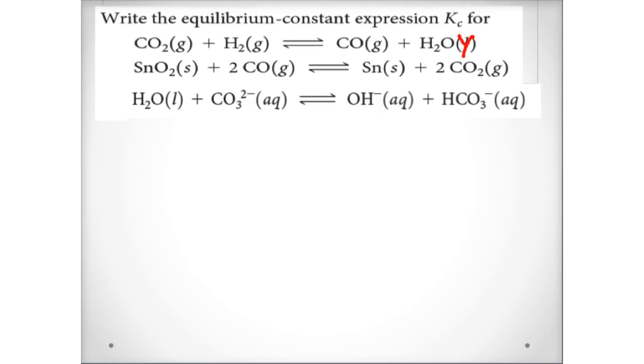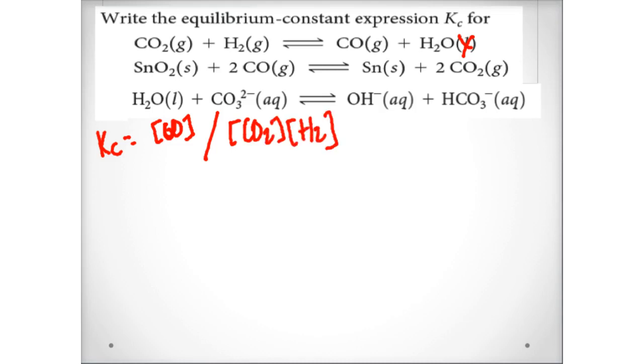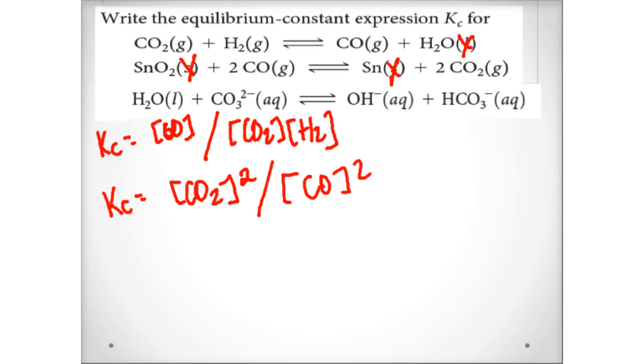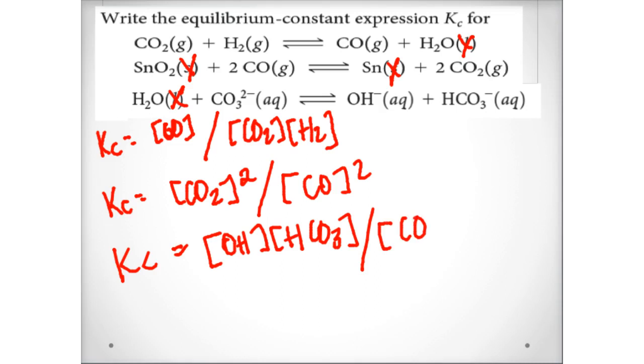So for the first one, you recognize that liquids are not part of the equilibrium constant. So you just have the concentration of CO over CO2 times H2. And for the second one, again, solids are not part of the equilibrium constant. So it's going to be CO2 and raise the coefficient to the power. And then it's just CO to the second power. And then the third one, liquids, not part of the equilibrium constant. Aqueous solutions are, and so you include those in there. And you divide that by the carbonate. So these should have been your answers.